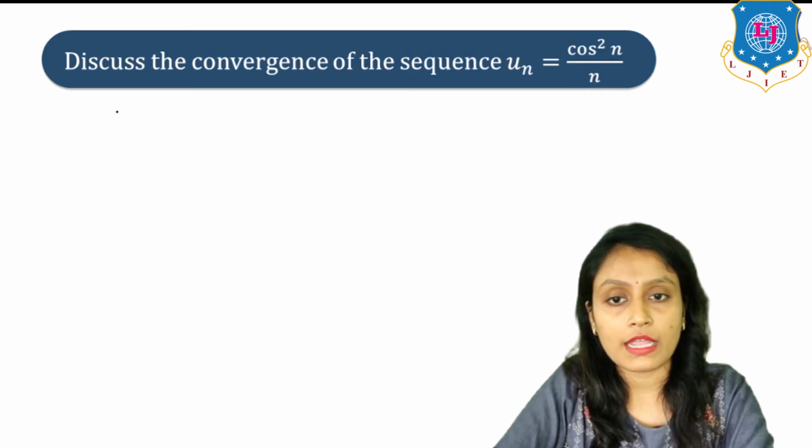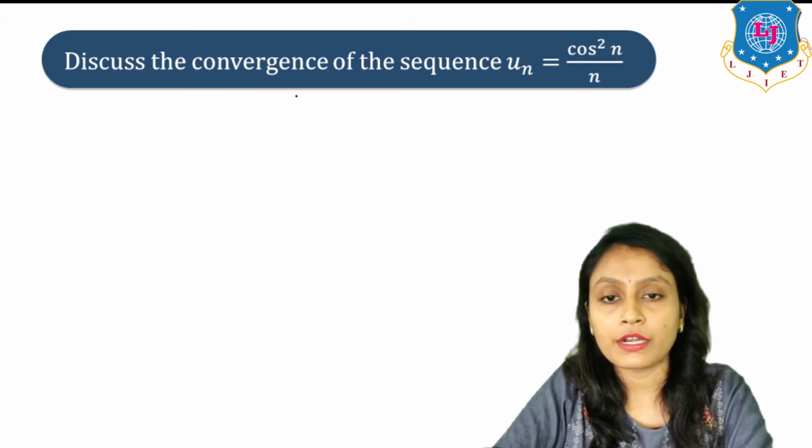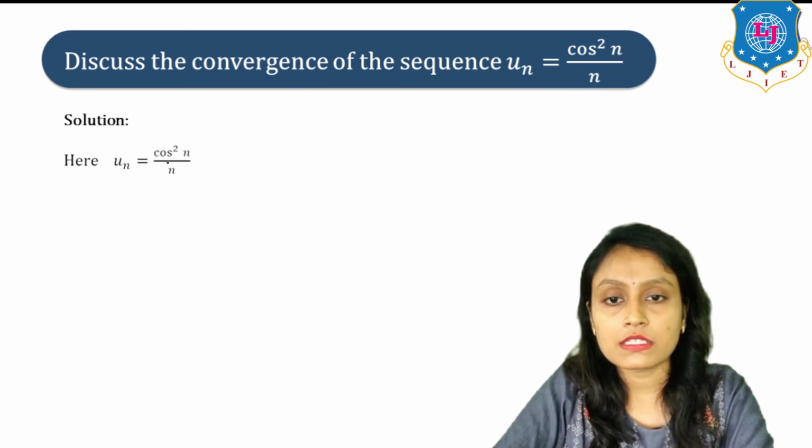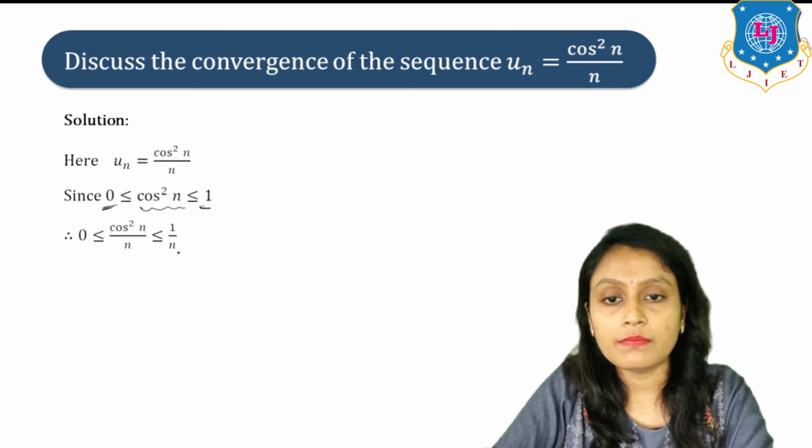Let's discuss one more example. Discuss the convergence of the sequence un, that is cos square n upon n. Okay, so here un is given, that is cos square n upon n. Now we know cos square n lies between 0 and 1. Here we are considering the cos square n function, so we have 0 to 1. Now just divide it by n.